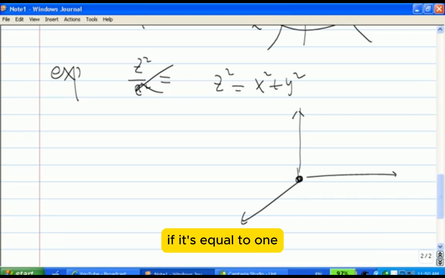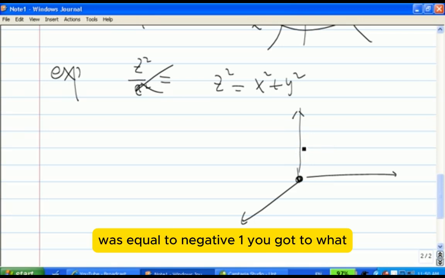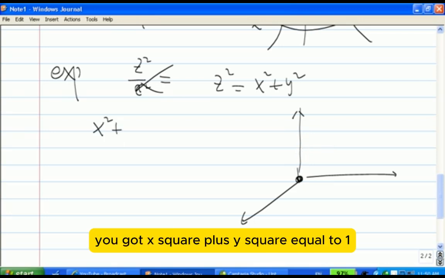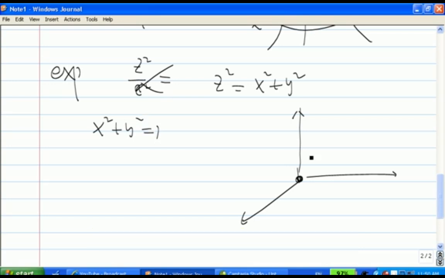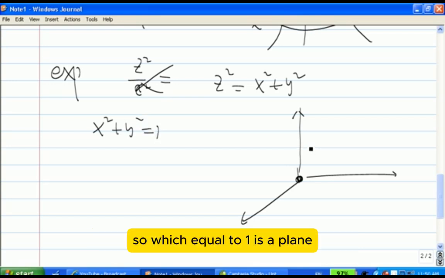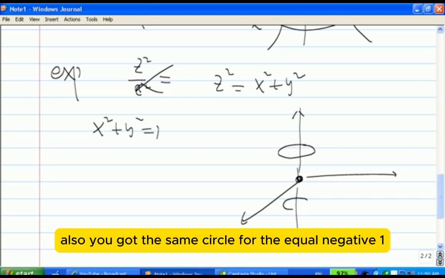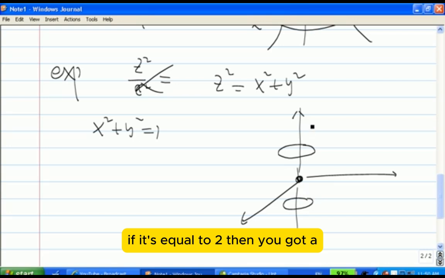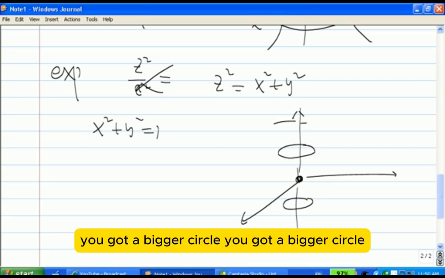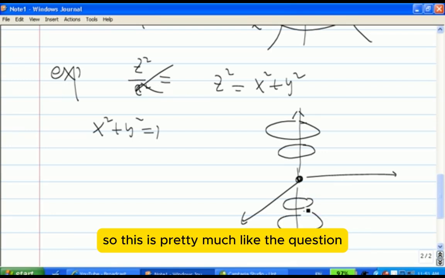If z equal to 1, or z equal to -1, you got what? You got x squared plus y squared equal to 1. So with z equal to 1 as a plane, you got a circle there. Also, you got the same circle for z equal to -1. If z equal to 2, then you got a bigger circle. So this is pretty much like the question: what does the side of the surface look like?